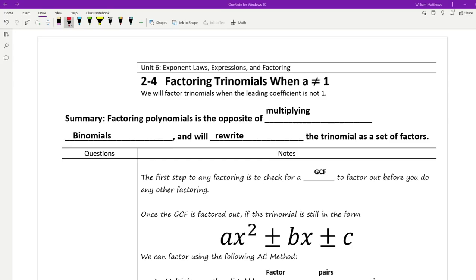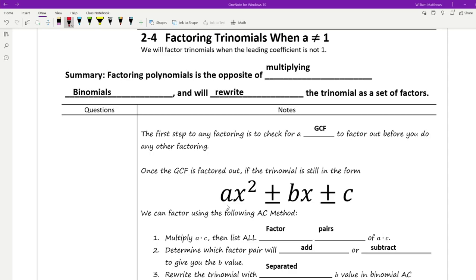Today we will factor trinomials when the leading coefficient is not 1. Now the symbol that we normally deal with for the number, the leading coefficient, is A. The coefficient of the variable with an exponent of 1 is B, and then our constant is C in this setup.